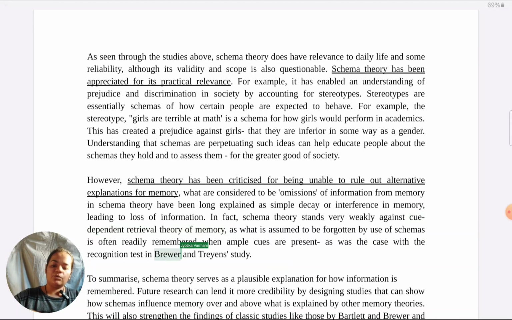Here you can see I have not used any full-fledged studies to support these general theory points, but we can make a link to Brewer and Treyens. Since we've already mentioned it, we can always give an example and say, okay, that's related to what we've seen earlier also. That's perfectly admissible.